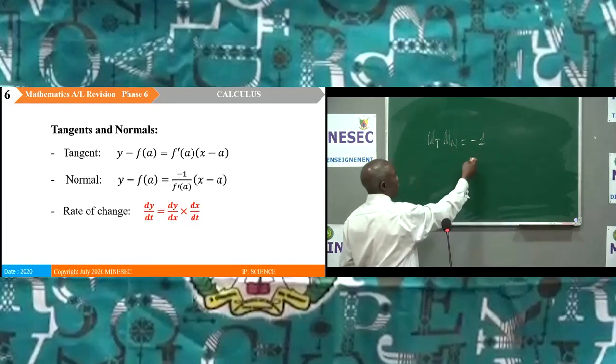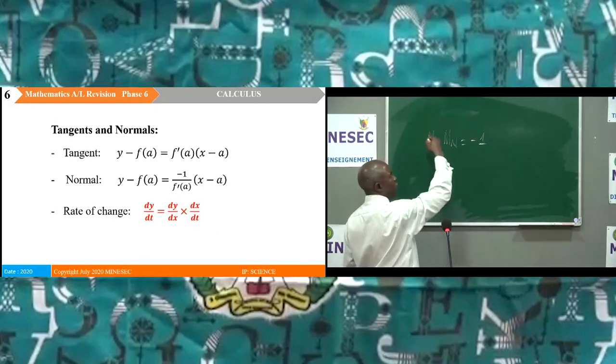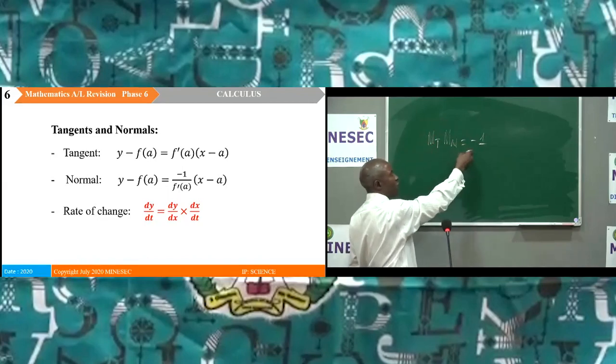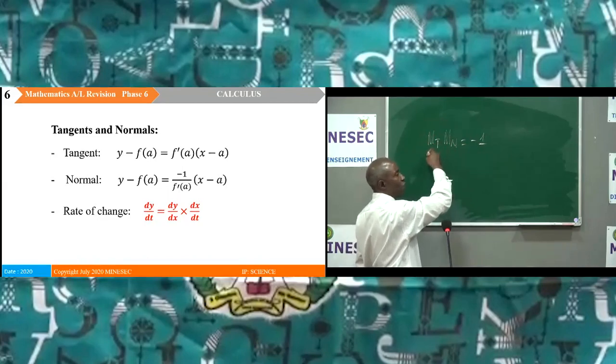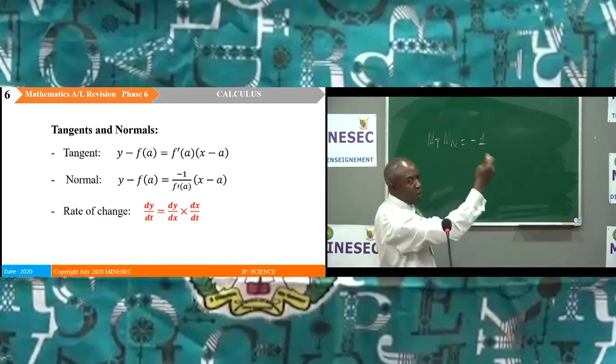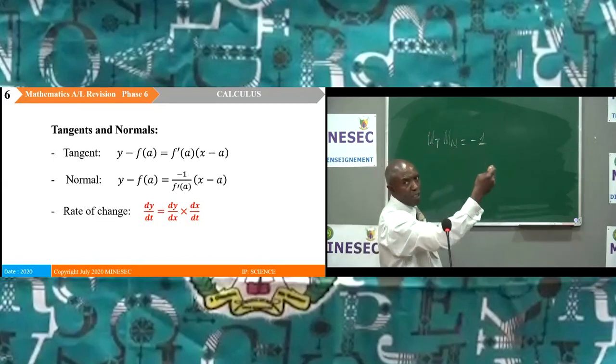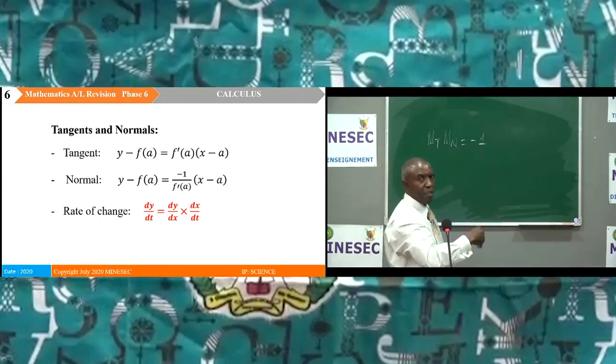Which means therefore, if the gradient of a normal to a curve is given to us, we can obtain the gradient of the tangent. And equally, if the gradient of a tangent is given to us, we can also obtain the gradient of the normal to obtain an equation of a curve.